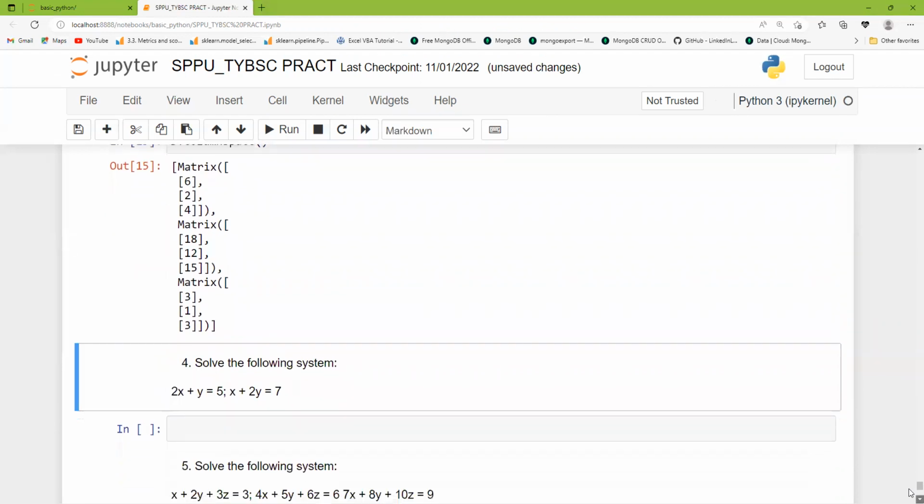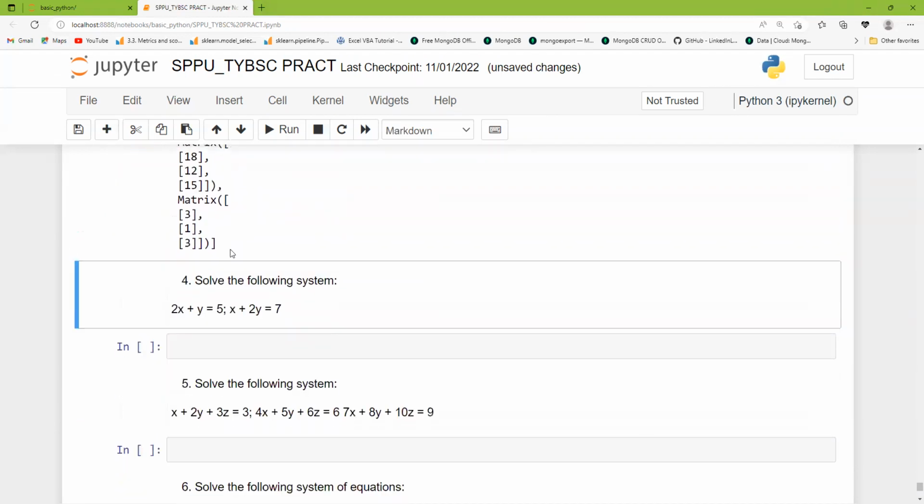Let's move to the fourth question, guys. We have to solve the system. We are given this system, 2x plus y is equal to 5 and x plus 2y is equal to 7, and we have to solve it. In the first question, we saw the linsolve method. By using this linsolve method, we can find the solution of this system. Firstly, guys, we will import the library. I'm giving the code in detail. Import this, numpy as np.